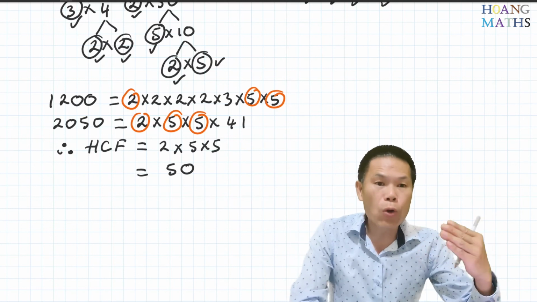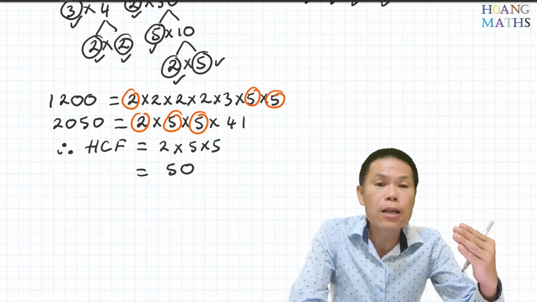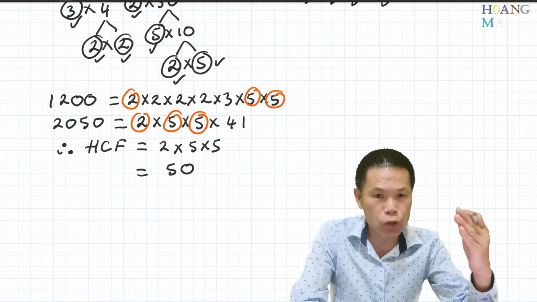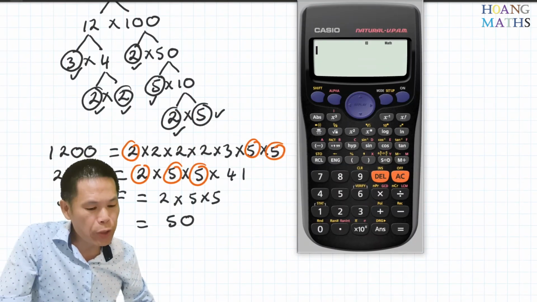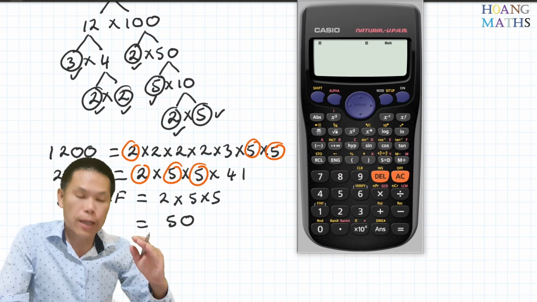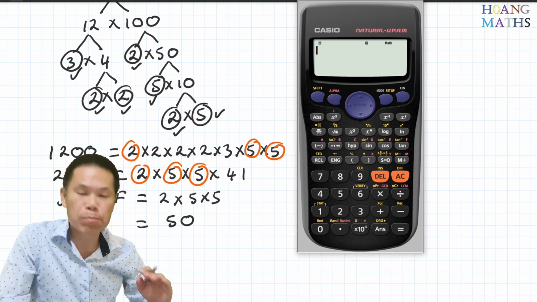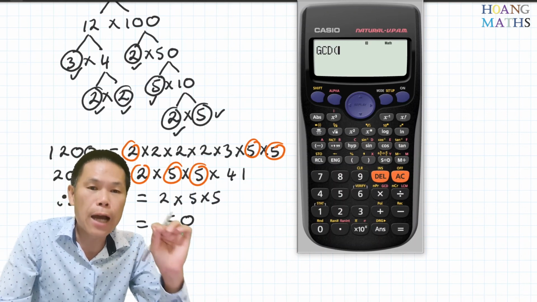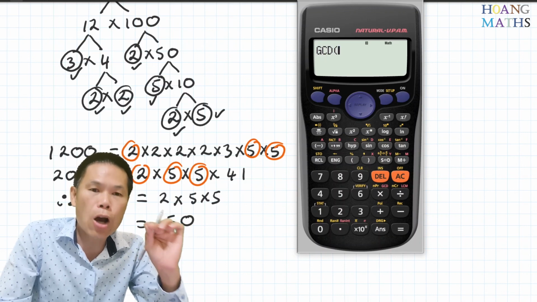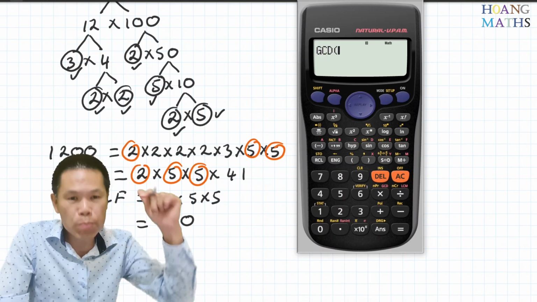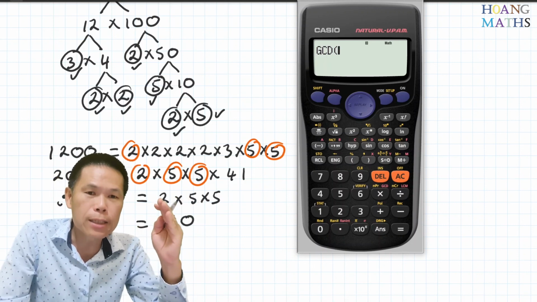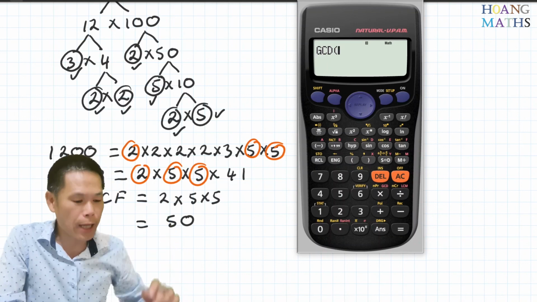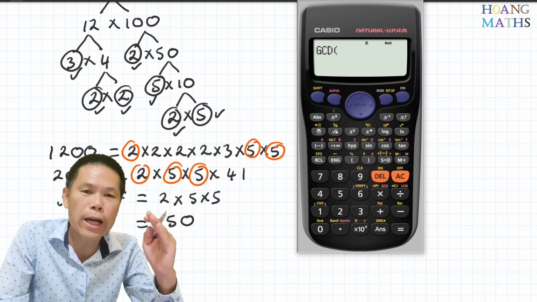There you go. Of course, you can also check your answer by using your calculator as well. So I'll show you how to use the calculator to work this out. So what we need to do is press alpha and then press the multiplication button to get GCD. I think it is for greatest common denominator. So if I'm wrong, please comment it below so I know what it stands for. But I think it is greatest common denominator, okay? Anyway, this button will help you to work out the highest common factor for two numbers, okay?